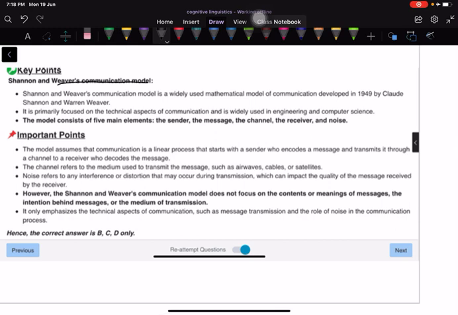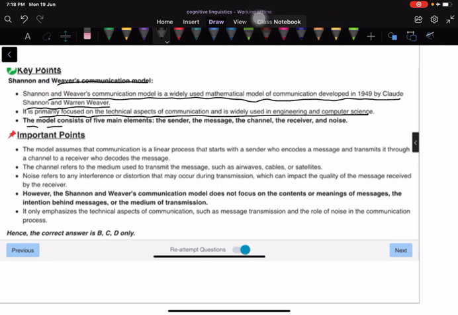Shannon Weaver's communication model is a widely used mathematical model of communication developed in 1949 by Claude Shannon and Warren Weaver. It is primarily focused on technical aspects of communication and is widely used in engineering and computer science. The model consists of five basic elements: the sender, message, channel, receiver, noise.